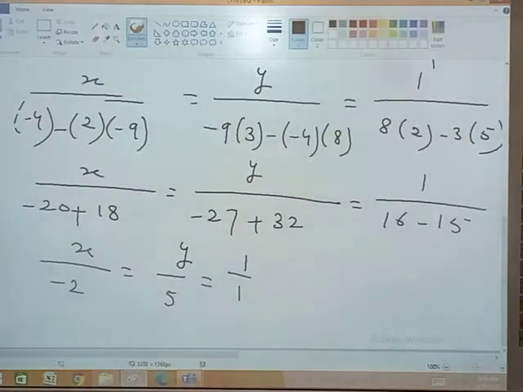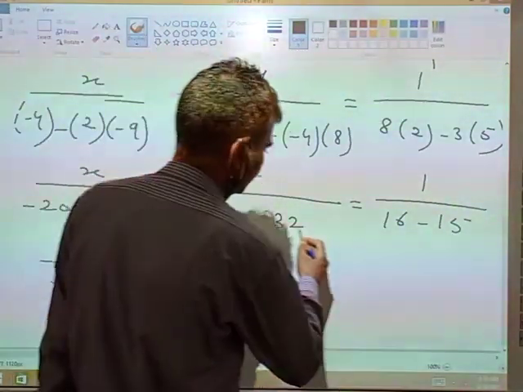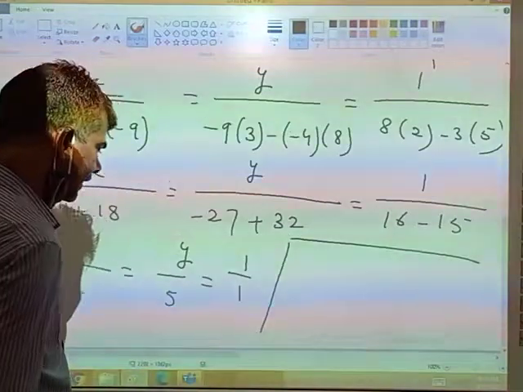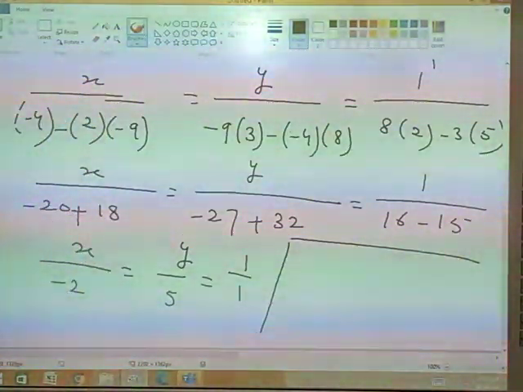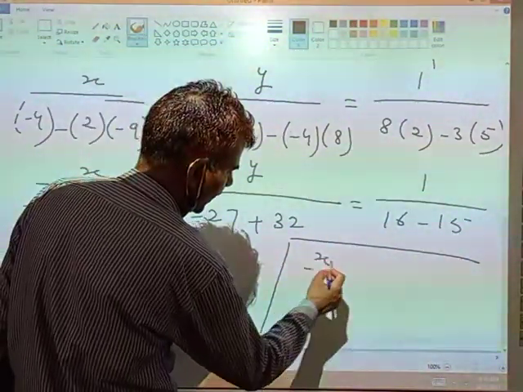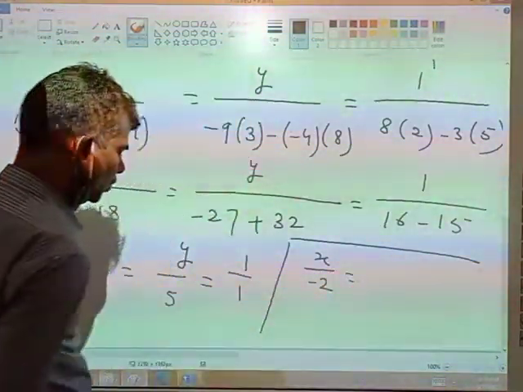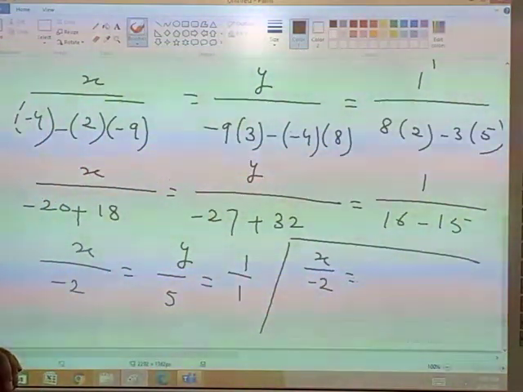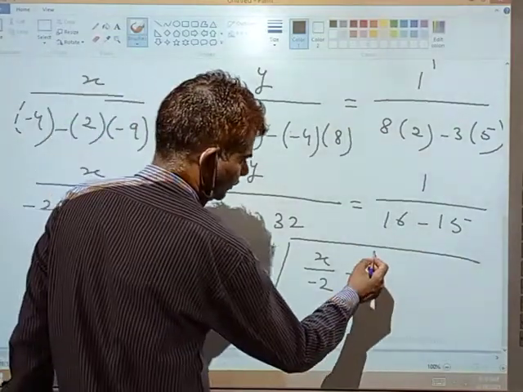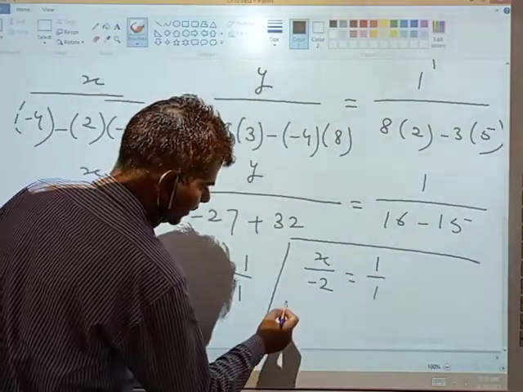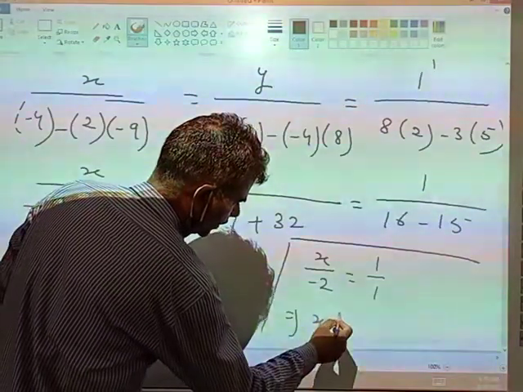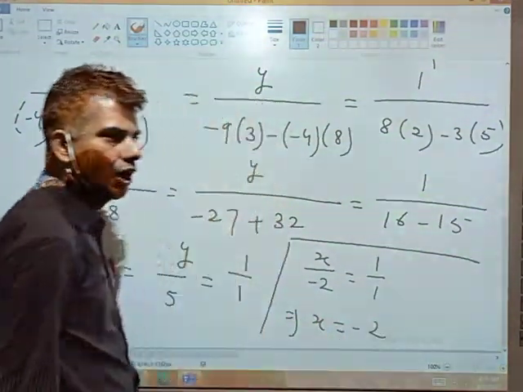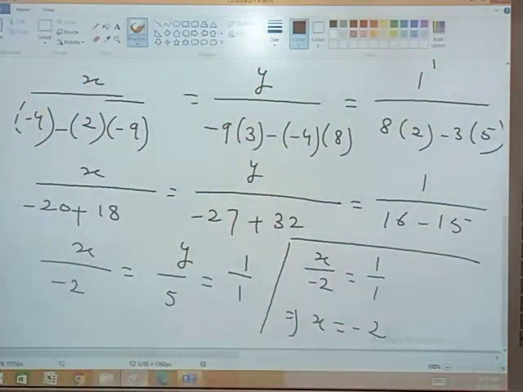Friends, now we have to find the values of x and y. To find the value of x, x by minus 2 is equal to 1 by 1. Now students, x is equal to minus 2. Any doubt, any problems? No.